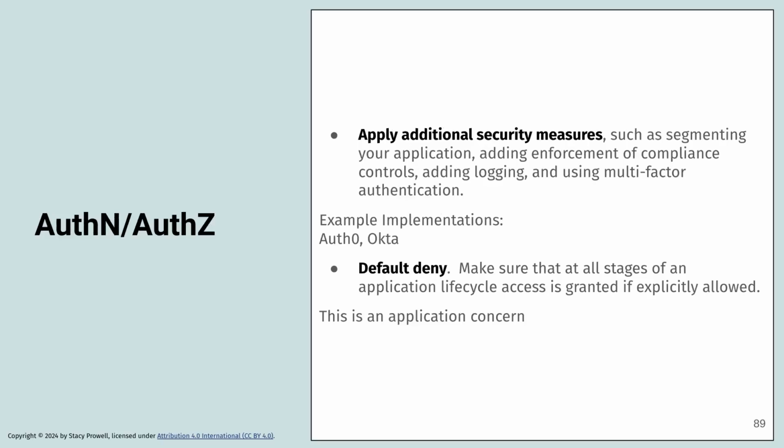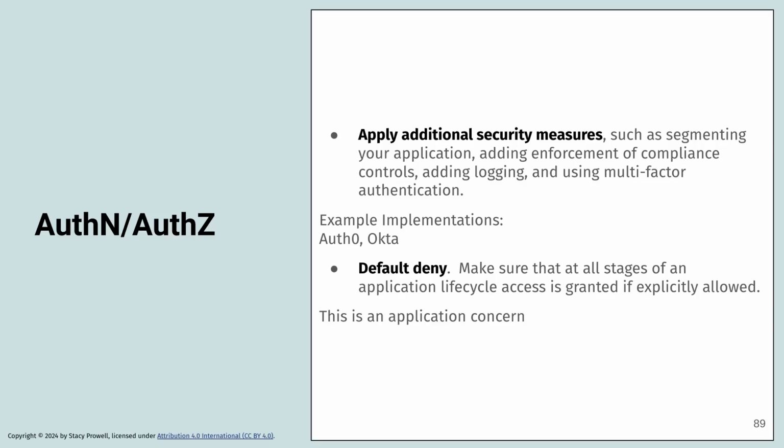Authentication and authorization. Apply additional security measures like segmenting your application, right? Adding enforcement of compliance controls. Adding logging. Using multi-factor authentication within your application. And there are things that help you implement that. AuthZ and Okta are 2 that I'll list here for doing that kind of stuff.